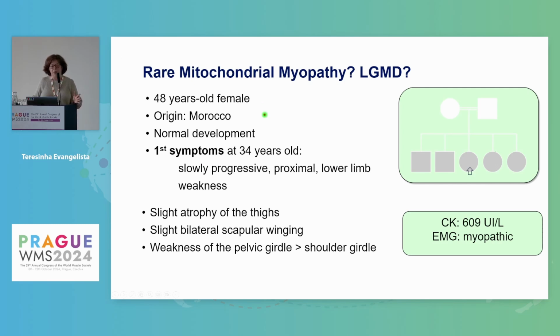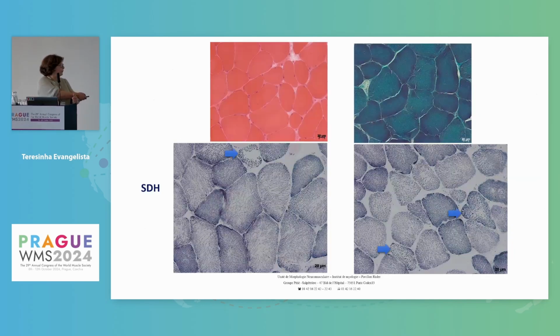A 48-year-old female from Morocco, normal development. First symptoms at 34 years old, slowly progressive proximal lower limb weakness, a slight atrophy of the thighs, slight bilateral scapular winging, and the weakness was mostly of the pelvic girdle more than the shoulder girdle. The CK was 609, and she had a myopathic electromyogram. You won't be seeing this many times. I think I've seen this like three or four times.